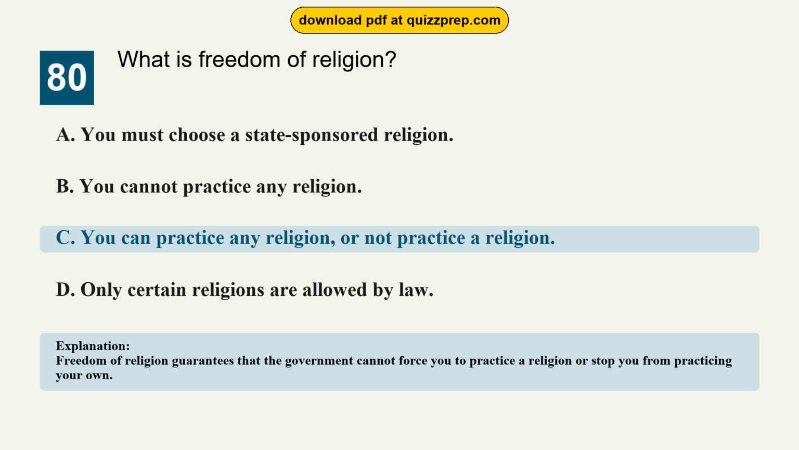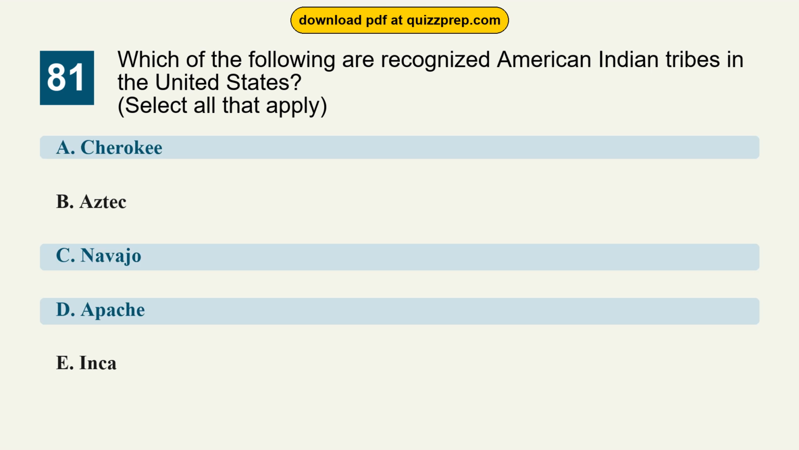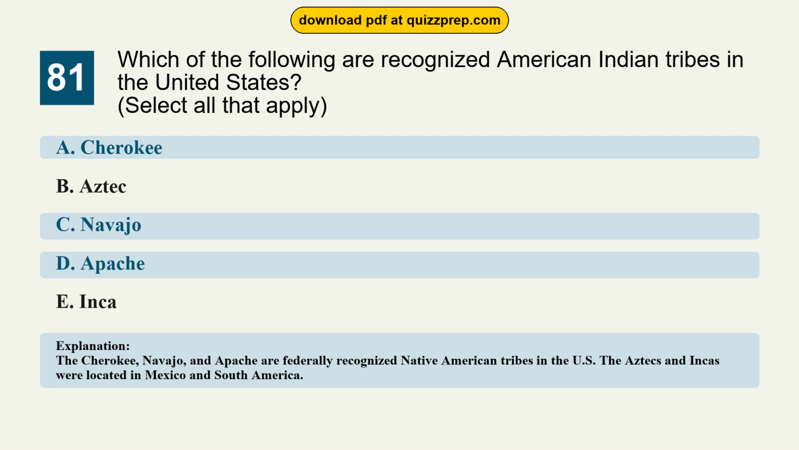Freedom of religion guarantees that the government cannot force you to practice a religion or stop you from practicing your own. Question 81. Which of the following are recognized American Indian tribes in the United States? Option A, Cherokee. Option B, Aztec. Option C, Navajo. Option D, Apache. Option E, Inca. The correct answers are options A, C, and D. Cherokee, Navajo, Apache. The Cherokee, Navajo, and Apache are federally recognized Native American tribes in the U.S. The Aztecs and Incas were located in Mexico and South America.